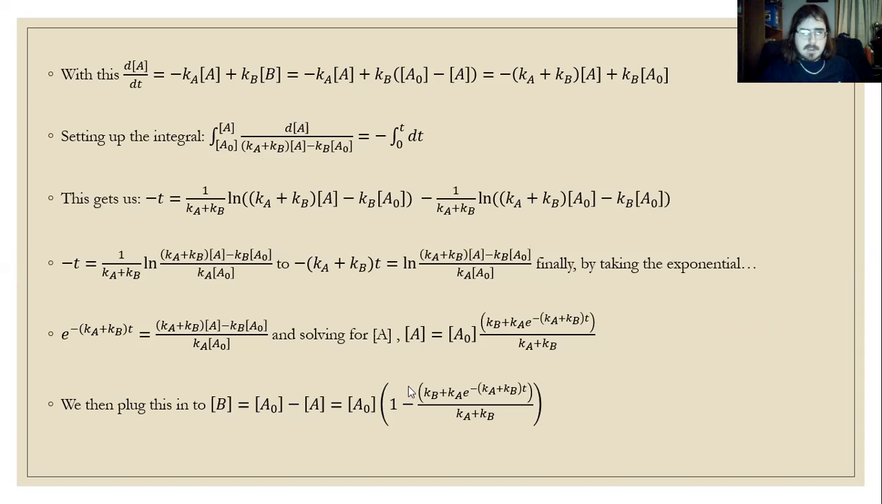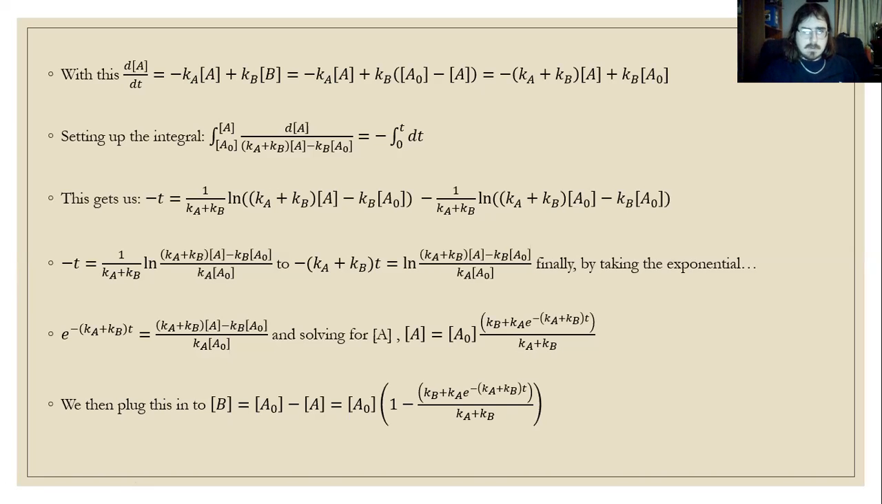So plugging that back in, if that is all equal to concentration A, and concentration B is equal to A0 minus A, well then A0 minus this hot mess is going to give, if you factor the A0 out, 1 minus all that hot mess. So we have a way to calculate these in terms of each other, just in terms of the constants and time.